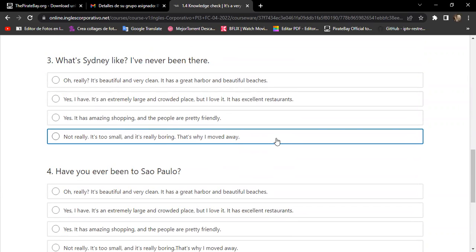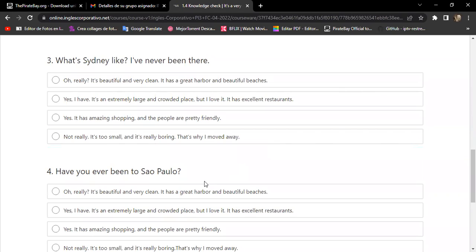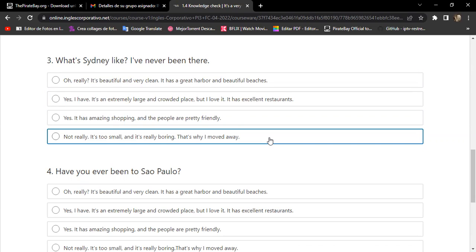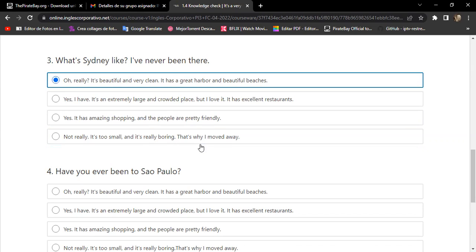Number three, what is Sydney like? I've never been there. Class, in general, what is Sydney like? I've never been there. Okay, ¿cómo es Sydney? Yo nunca he ido allí. Ajá. So, ¿cuál cree que sería la, la respuesta más adecuada? Number two. Maybe this one, number one. Okay. Oh, really? Nunca he ido. Oh, really? It's beautiful and clean. It has great harbor and beautiful beaches.